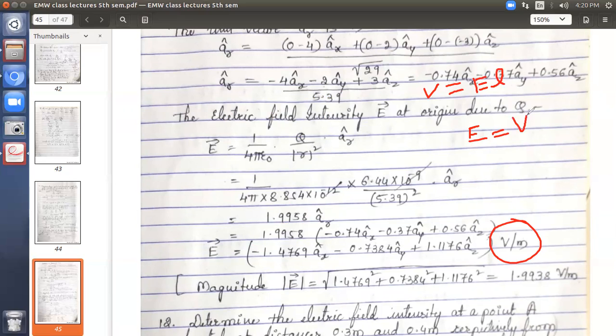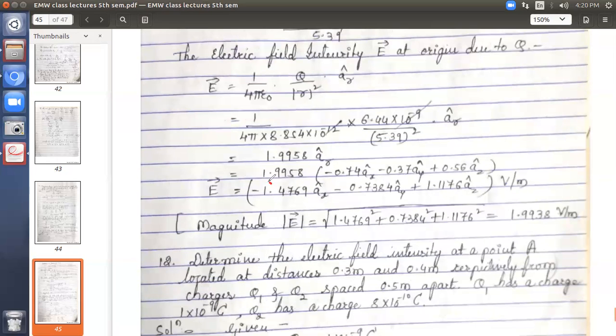Okay, E is equal to V by L, right? V is in volts, L is in meters. So the unit is volt per meter. Electric field intensity is given in volt per meter, or you can apply these SI units, okay, if you don't remember.